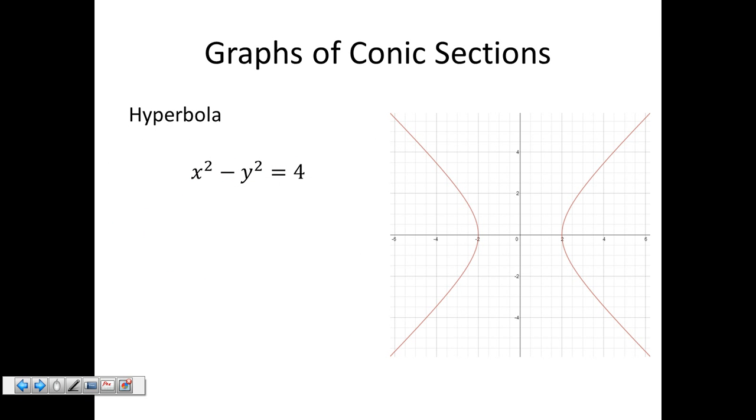Now here we see a basic hyperbola created by the equation x squared minus y squared equals 4. So again, we see both the x being squared and the y being squared, but whenever we see it as a difference, that's going to create a hyperbola.